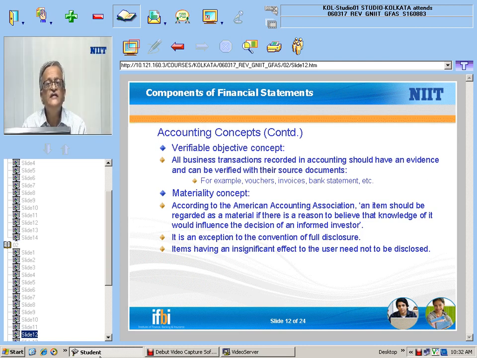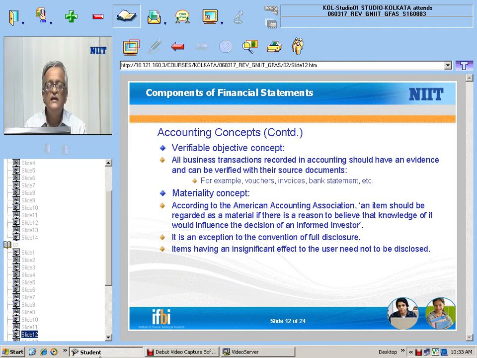Next is the materiality concept. What is the materiality concept? According to the American Accounting Association, an item is regarded as material if there is reason to believe that knowledge of it would influence the decision of an informed investor. That means any item is considered to be material if it will influence the decision of an investor.